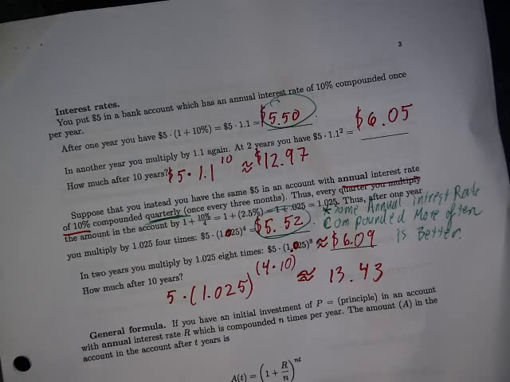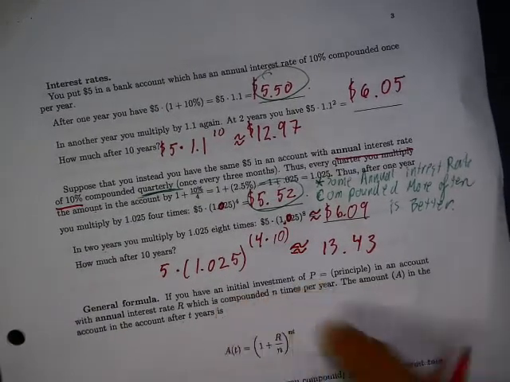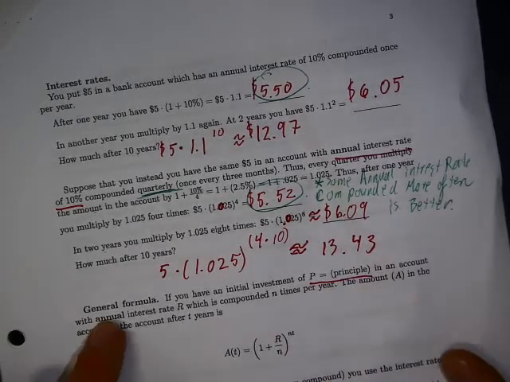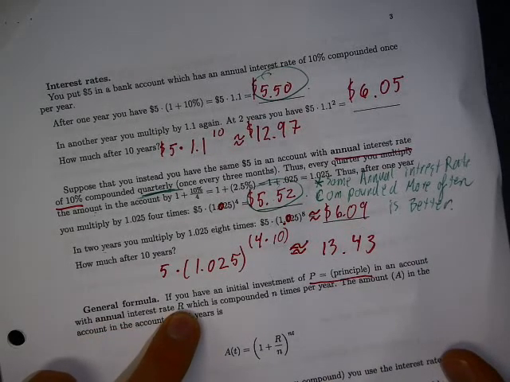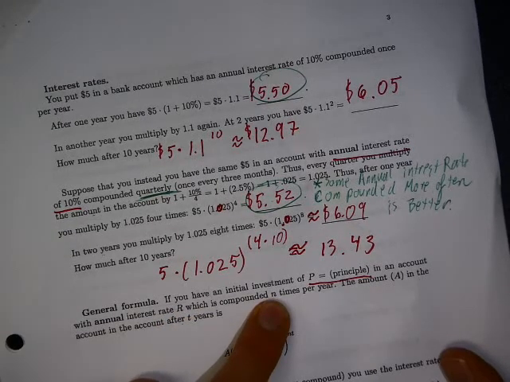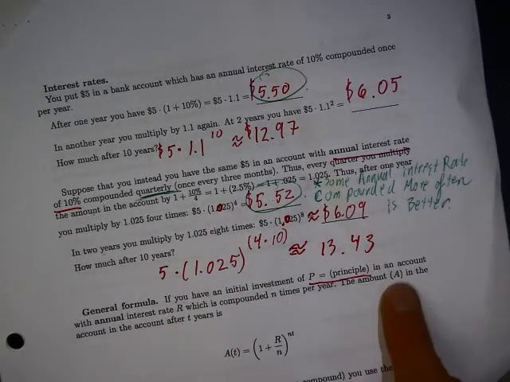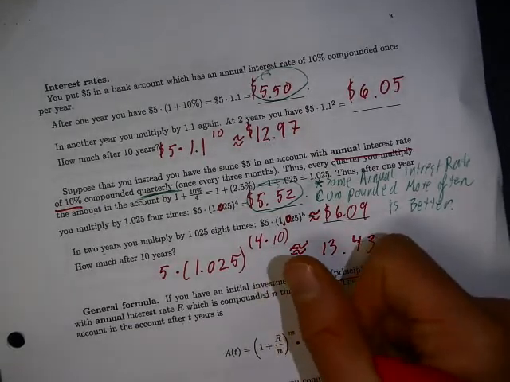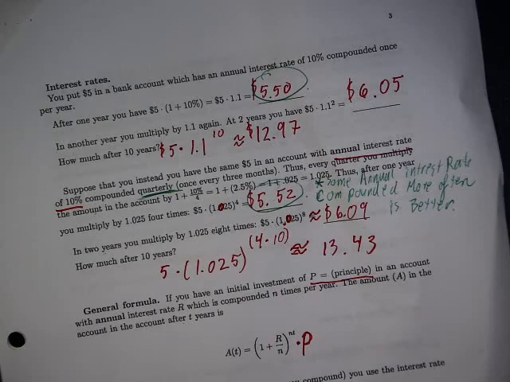There's a general formula at play here. If you have some initial investment P, called the principal, which you put in an account with an annual interest rate of R, and you compound that interest rate n times per year, so above n was 4, then the amount, which I'll call A, in the account after T years is, well, probably it should be something times the initial principal, right?